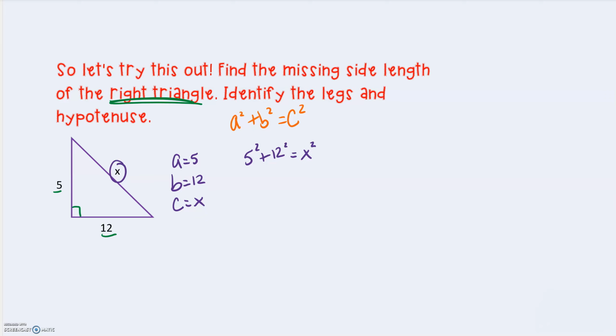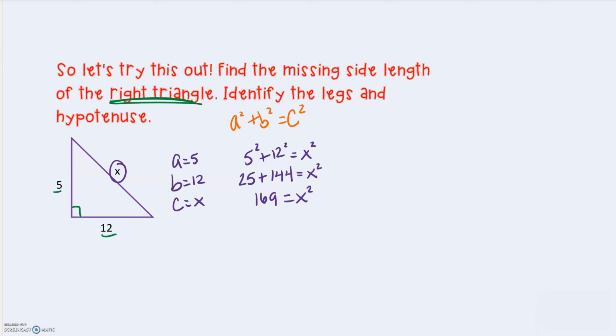But so now we're going to actually go through and we're going to solve these. So 5 squared, 5 times 5 is 25, plus 12 squared, which is 12 times 12, is 144, equals x squared. Now, we don't know what x is, so we just have to leave it as x squared, and that's okay. But I'm going to combine 25 and 144, and that's going to give me 169 equals x squared.